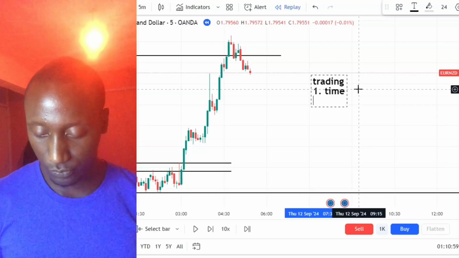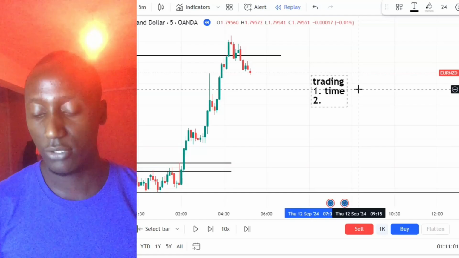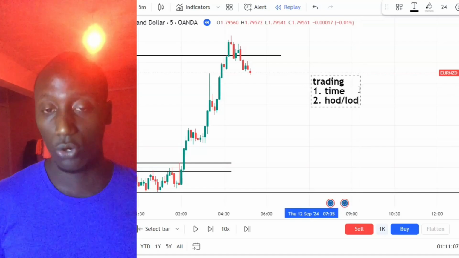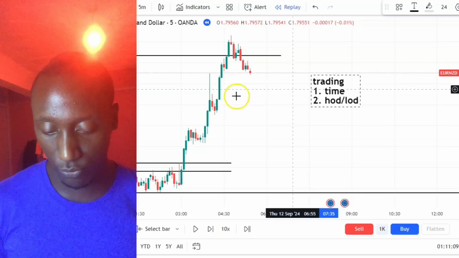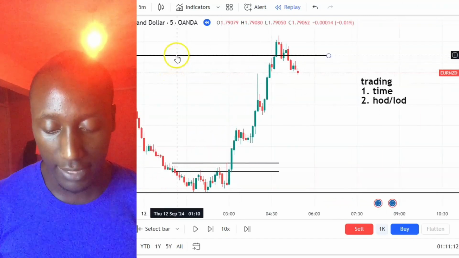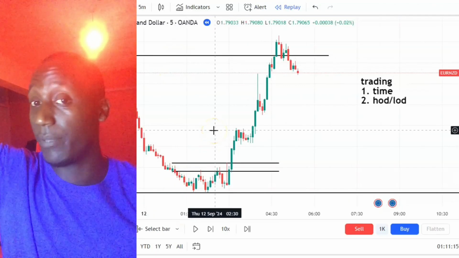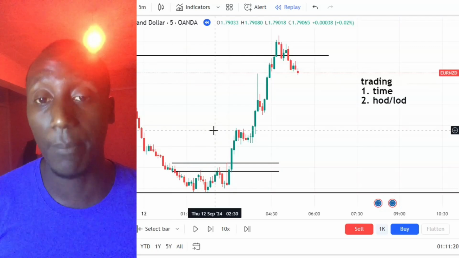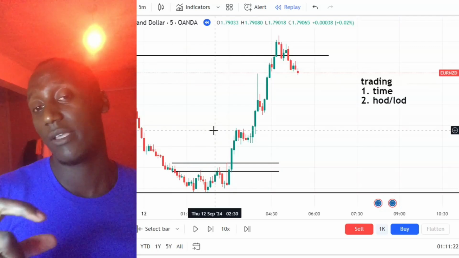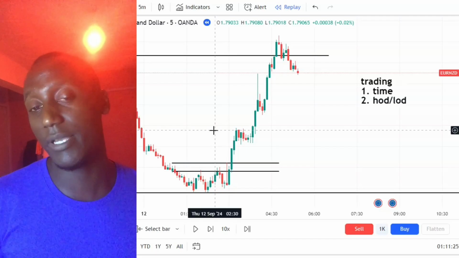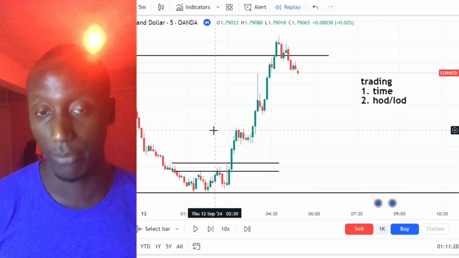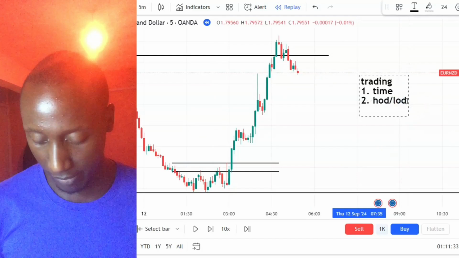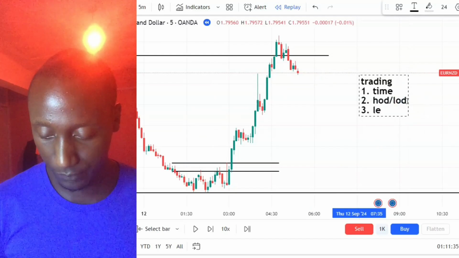And then number 2, you also need to draw the high of the day and the low of the day to know your range. We want to see how far the high and the low is. If it's a big high and a big low, if we are trading that reversal, it means that it has a big potential. If it's small, then we don't have a big range and we don't have a big potential.